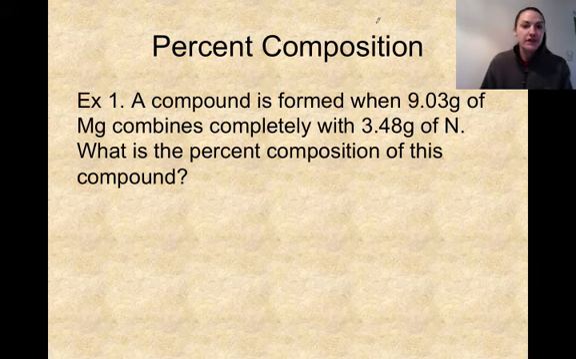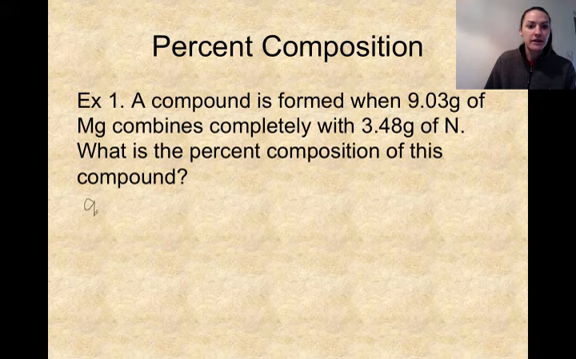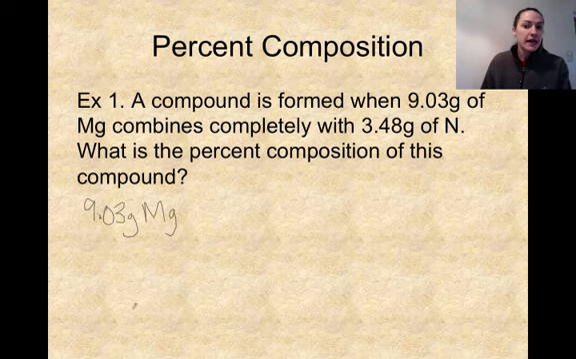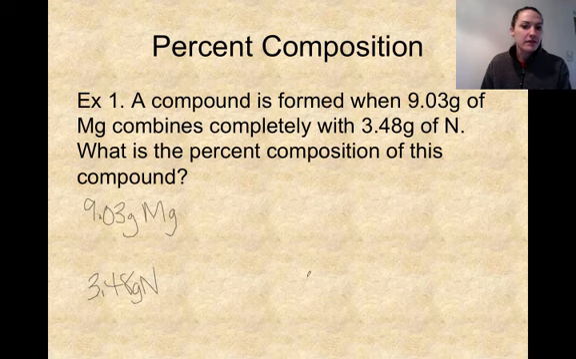So we're going to write down our given information. A compound is formed when 9.03 grams of magnesium combines completely with 3.48 grams of nitrogen. So I know that I have 9.03 grams of magnesium, and I know that I have 3.48 grams of N. How do I know what my total compound is? Just add them together, okay? If I know the mass of my magnesium and the mass of my nitrogen in the compound, we're going to add them together to figure out the total mass of the compound.